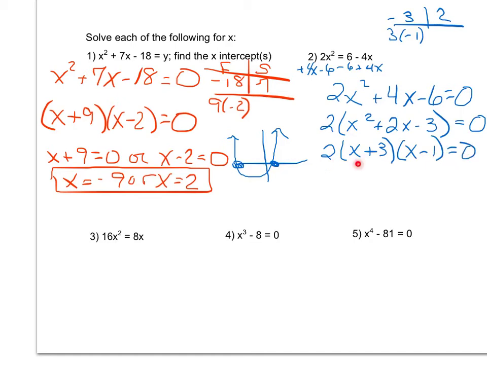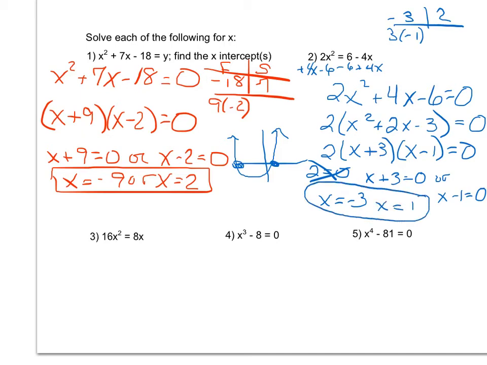I now have three things multiplying together to be 0. So either 2 equals 0, well, I don't have to solve that because that'll never happen, or x plus 3 equals 0, or x minus 1 equals 0. If x plus 3 equals 0, that means x is negative 3. And if x minus 1 equals 0, that means x is 1. So those are my two solutions to this equation, aka my two x-intercepts.